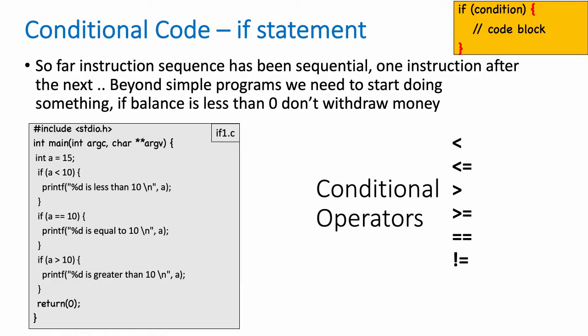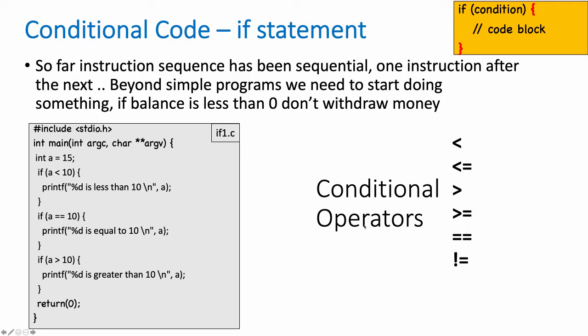So now let's look at some conditional code. The first thing, the if statement, widely used, of course. If the strain is less than a certain amount, do this, otherwise do something else. The way we do it is we put the if statement, we've got some condition, and then we have some code block. So here's an example, a equals 15. If a is less than 10, it's going to do this. If a is equal to 10, it's going to do this. And then if a is greater than 10, it will do this.